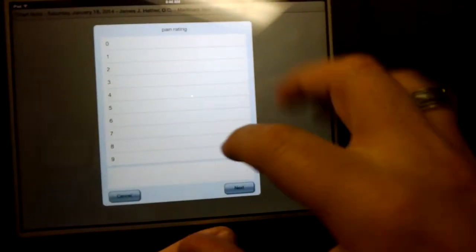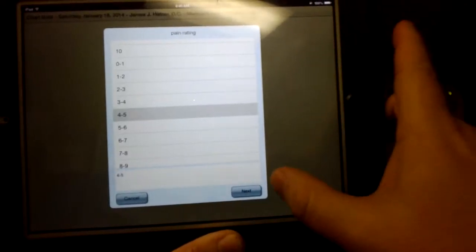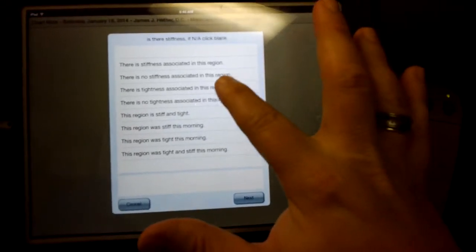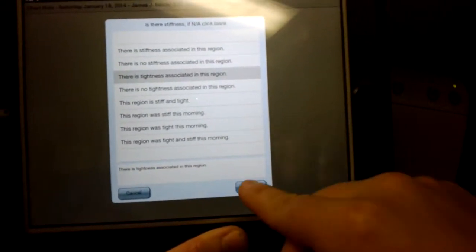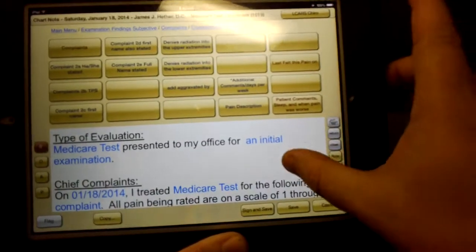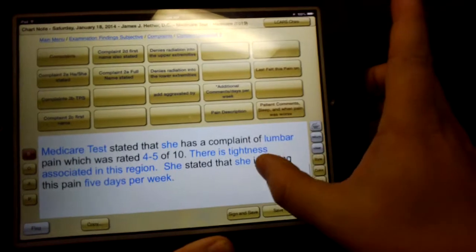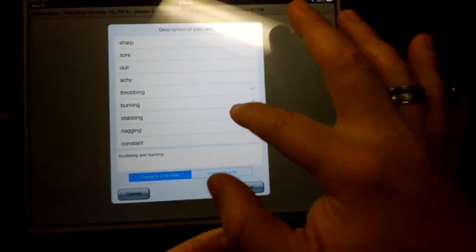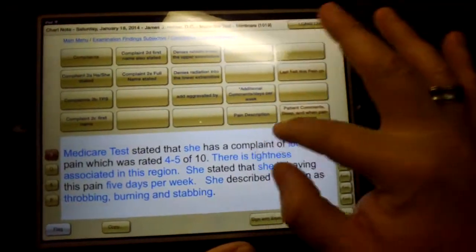From there, we're going to say their low back pain is rated about a 4 or 5, and that there is tightness associated with this area, and that they're having this about 5 days per week. If there's any other additional information we want to add, we can just go under patient descriptions of pain. We can say it's throbby, burning, and stabbing. From there, we're going to go under next.